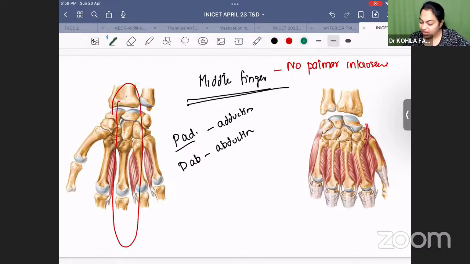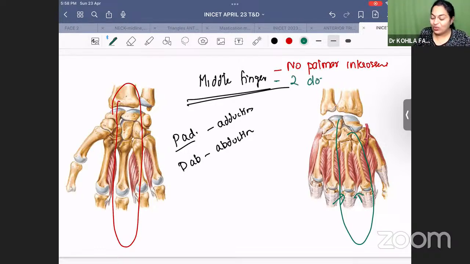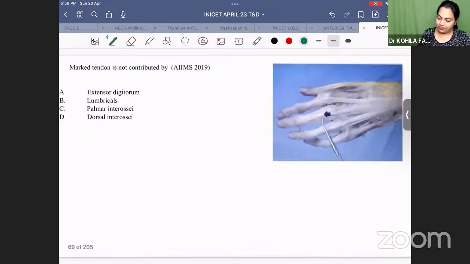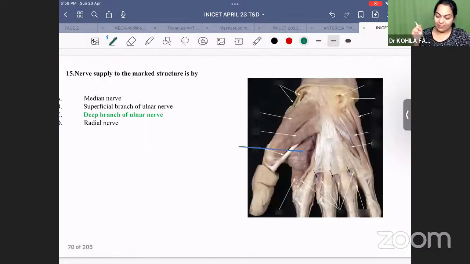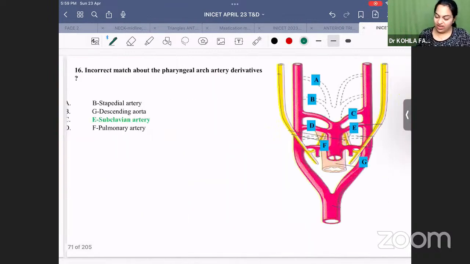Can you see here? These are the dorsal interossei. The middle finger receives two dorsal interossei because you can move the middle finger on either side, right? So it receives two dorsal interossei on each side. So remember that. This was the question. The tendon not contributed by the palmar interossei is the middle finger's, right? This we have seen. We'll move on to the next one.